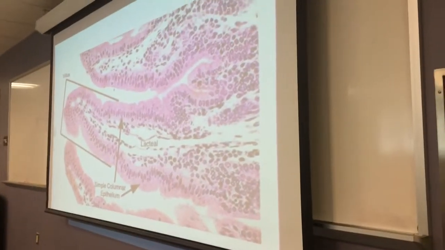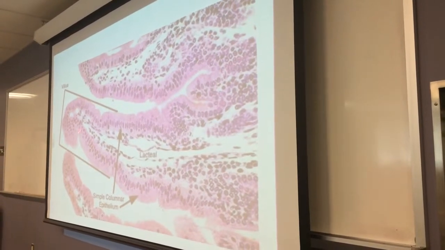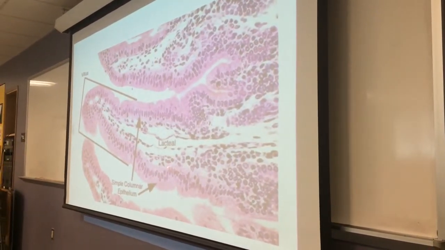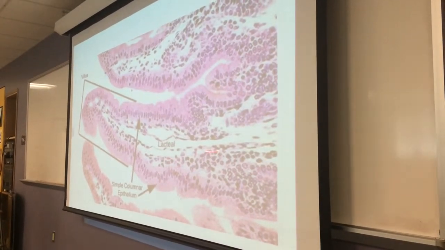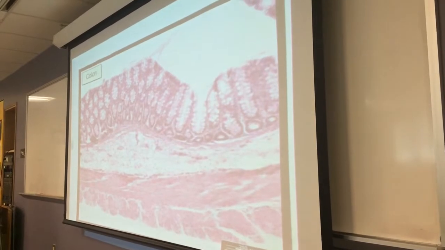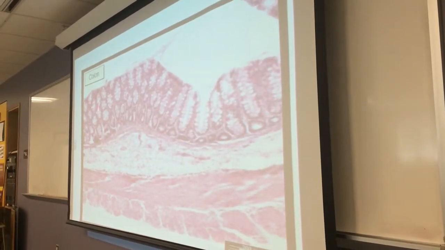This is another picture of the villus. Here is the big villus at a higher magnification. You can see that it consists of simple columnar epithelium here, and then here you have the submucosa. This is the submucosa. The large intestine, or the colon, is this picture here.